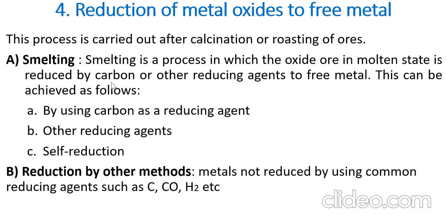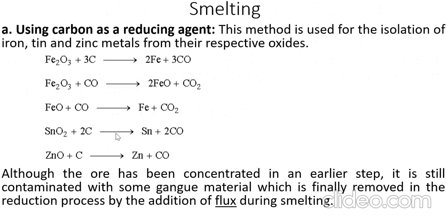So most reducers are what? Carbon. You can use carbon as a reducer. You have other reducing agents, and there's also self-reduction. And then in the second method, where you cannot achieve reduction by A, then you can use B. So basically, it's just removing the oxide in this process. So we look at the different types of reduction or reducing agents. Are we all together, please? Class?